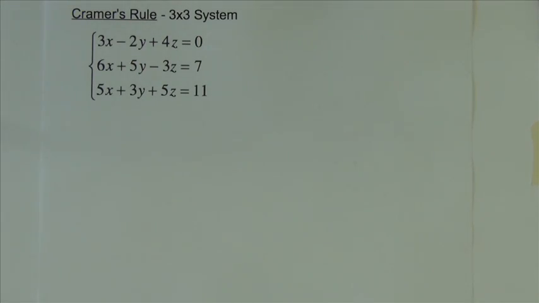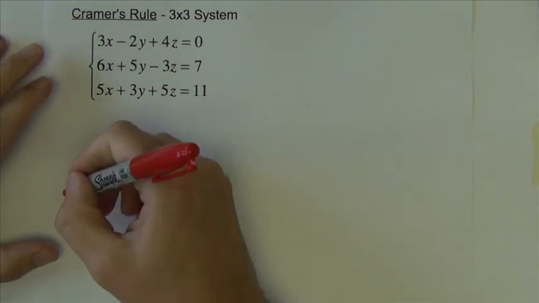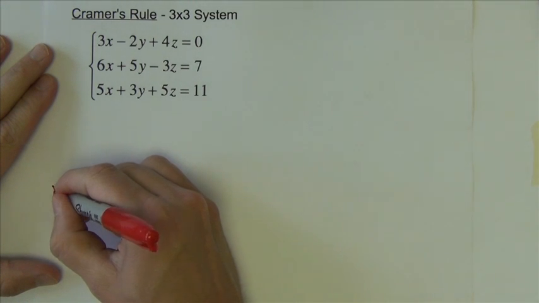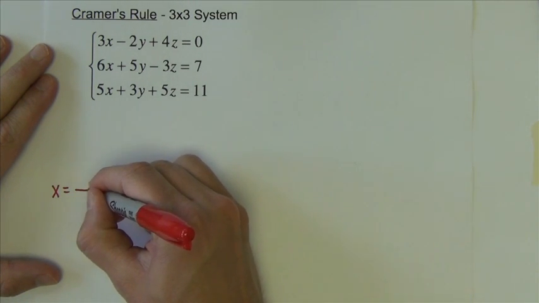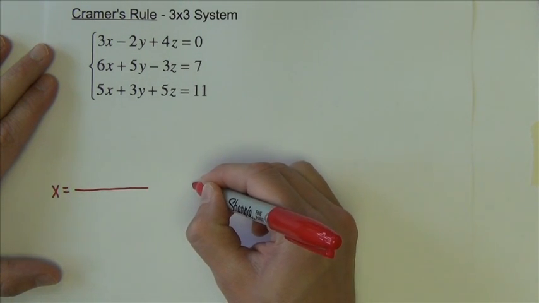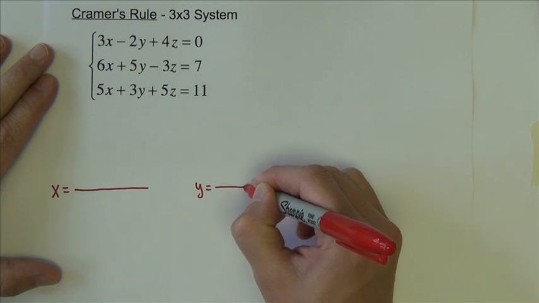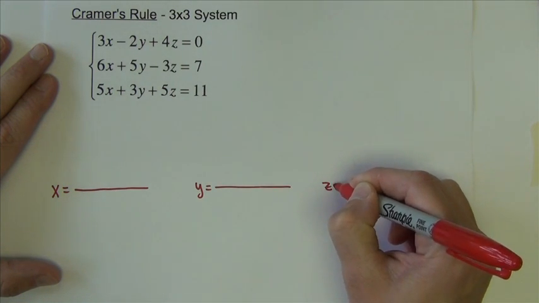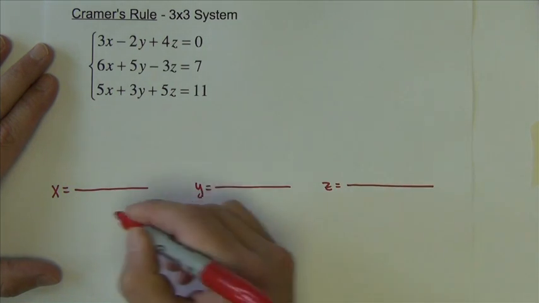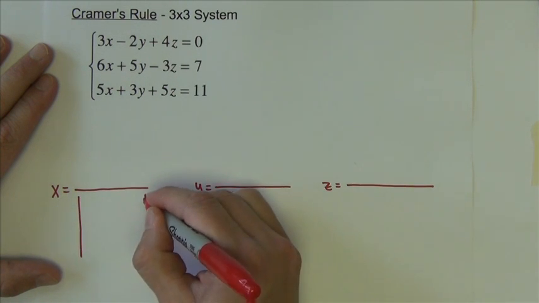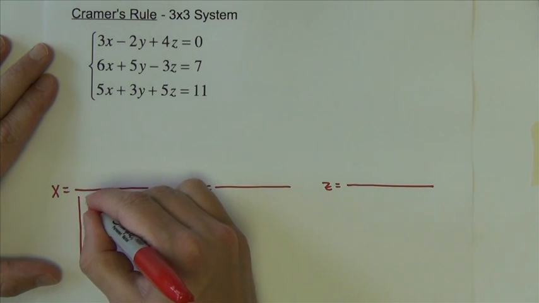Cramer's rule can also be applied to solve larger systems of equations. We can solve 3x3 systems with Cramer's rule. To solve 3x3 systems, you're just going to need bigger determinants. The denominator is still the coefficients.